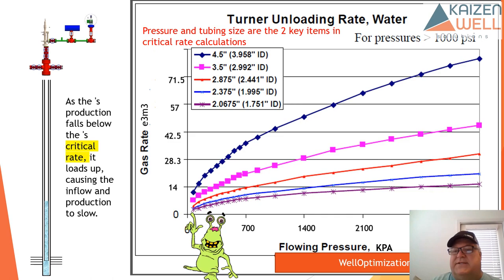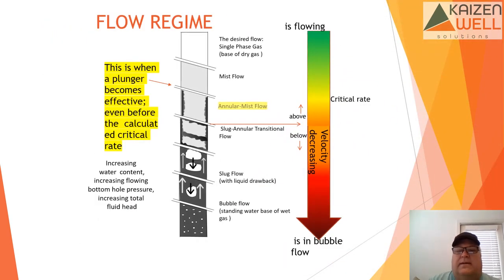So let's go on to the next slide here. Now here's some flow regimes, so you have some basic ideas. Anywhere above this line, which is your slug annular transitional flow, is really considered to be above critical rate. So we start off with single phase dry gas. There's no liquid in it. Of course, it's going to be above critical rate because there's nothing in it that's collecting or falling.